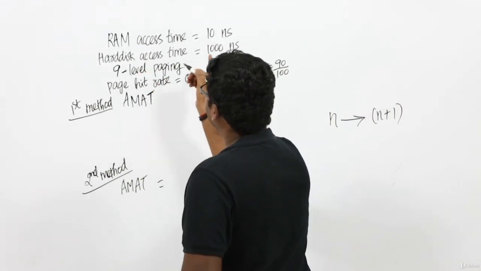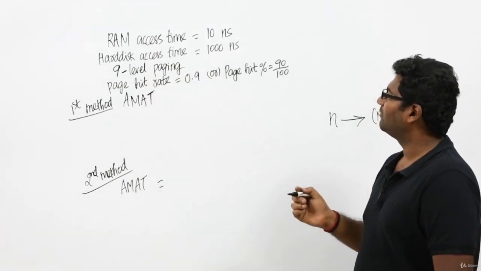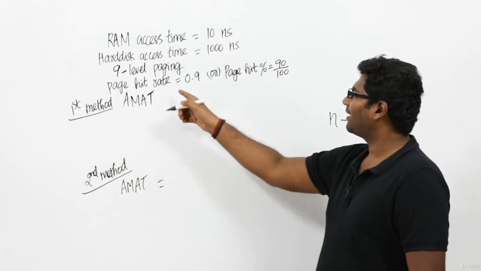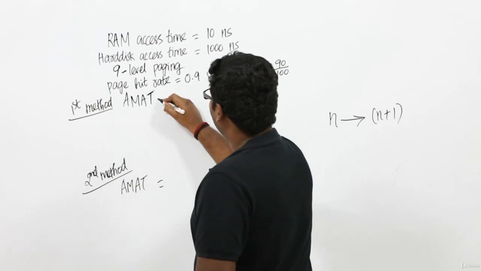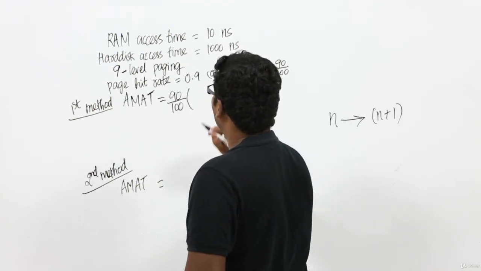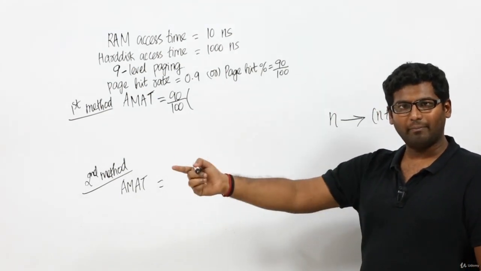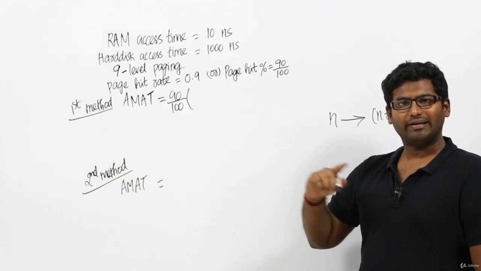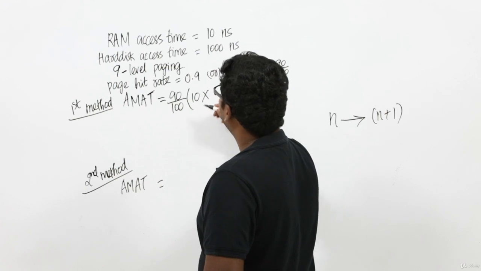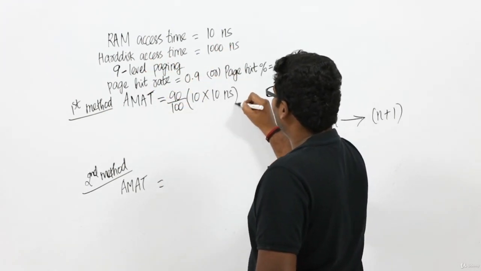So let's see this. They have given the RAM access time, they have given hard disk access time, and they have told that 9 levels of paging is what we have, and they told that page hit percentage equal to 90% or page hit rate equal to 0.9. What does it mean? 90% of the times, what will I do? I will go to 9 levels of paging and then I will go to RAM and then I will get the byte. So totally it needs 10 memory accesses. So it will take 10 into RAM access time, which is 10 nanoseconds. So 10 into 10 nanoseconds.